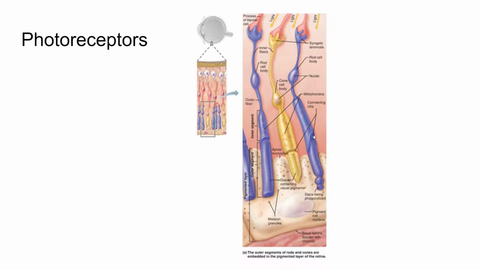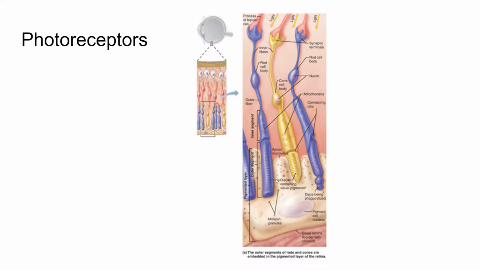Now, a little bit about photoreceptors. Photoreceptors are cells that receive light information and send that information to the brain. They are basically modified neurons, and they kind of resemble an upside down epithelial cell, where the tips of them are embedded in the retina here, and you can see that.